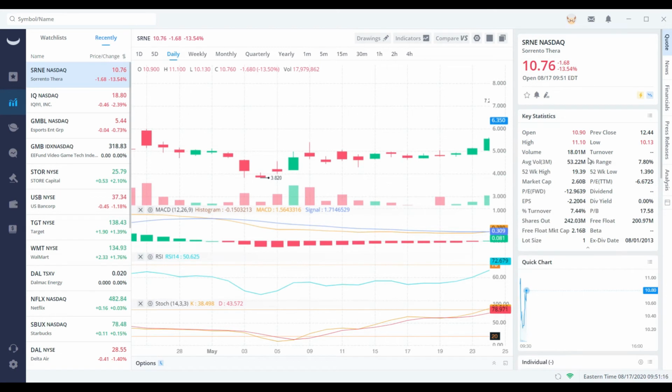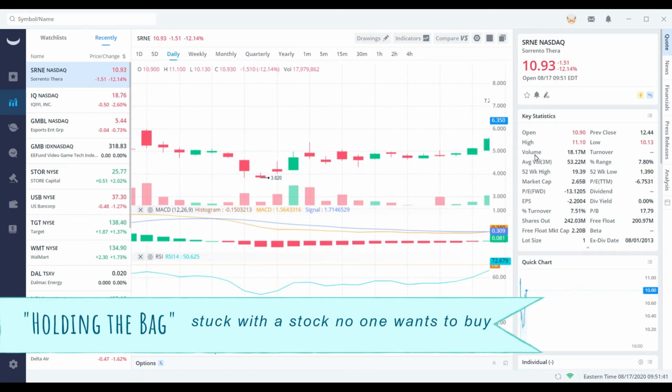So for instance, on this one, we're looking up SRNE. Before I would even consider it, when I'm choosing a stock to trade, as we talked about before, this is where you find the volume once again over here. So before I'm even looking for these other indicators to line up, I've already decided that that volume is comfortable for me and there's enough people buying that I'm not going to get stuck holding the bag on this guy.